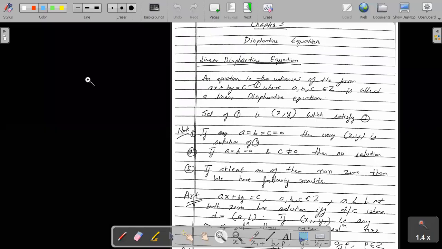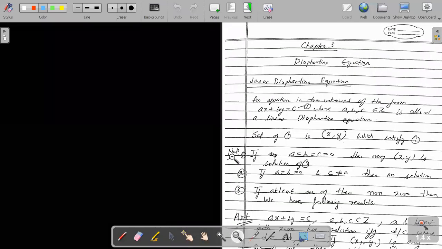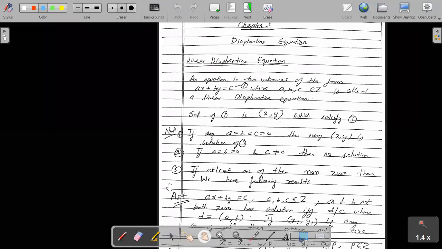All right. So in your day-to-day life, we all have seen equations which are linear in nature. So when I say linear equations, what does it mean? It means the degree of the variable involved is 1. That equation is known as a linear equation.